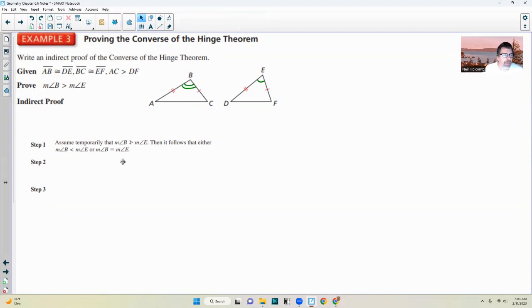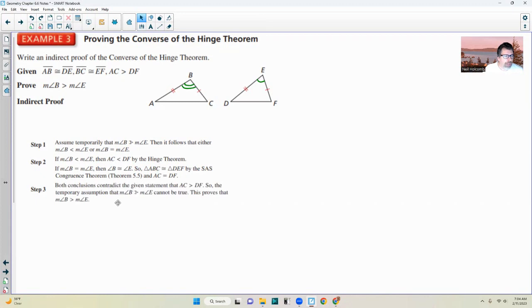All right, so we make an assumption. And then step 2: if the measure of angle B is less than the measure of angle E, then AC is less than DF by the Hinge theorem. If the measure of angle B equals the measure of angle E, then angle B is congruent to angle E, and that would prove the triangles congruent by the side-angle-side congruence theorem, and therefore AC would equal DF. Okay, that makes good sense. And then finally, step 3, both conclusions contradict the given statement that AC is greater than DF.